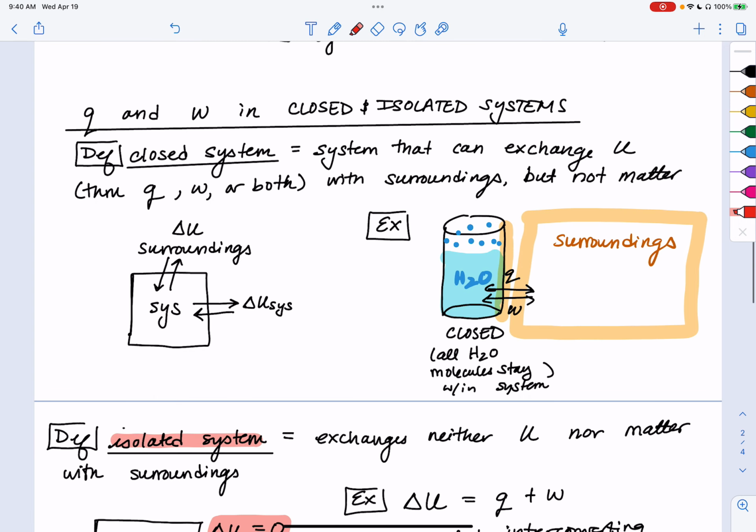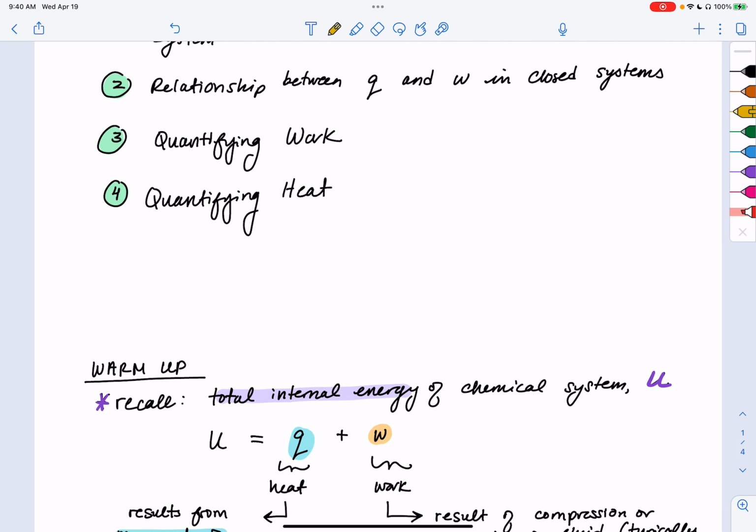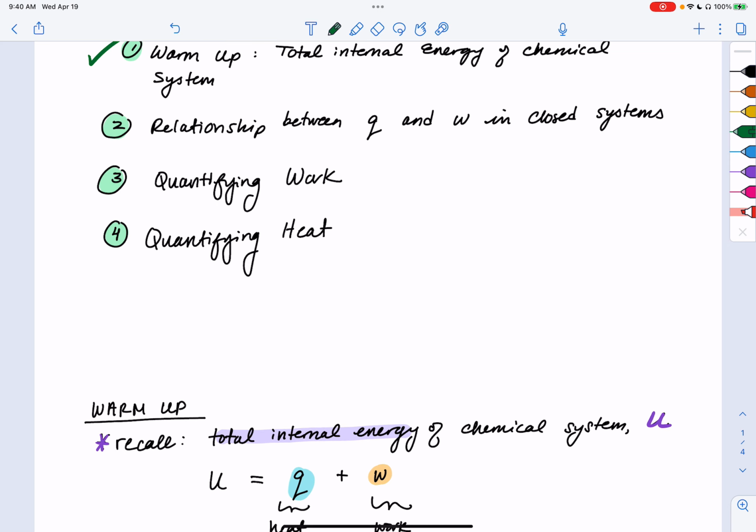Again, we are going to be focusing in this class on closed systems. So we are going to be looking at changes between heat and work and interconversions between heat and work that exist between both a system and its surroundings. So let's talk then about how we might be able to calculate heat and calculate work so that we can put this together into our total internal energy equation to see the relationships.